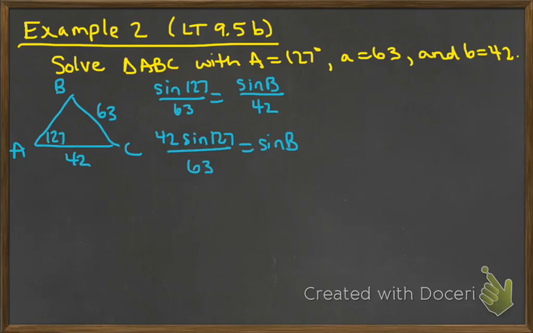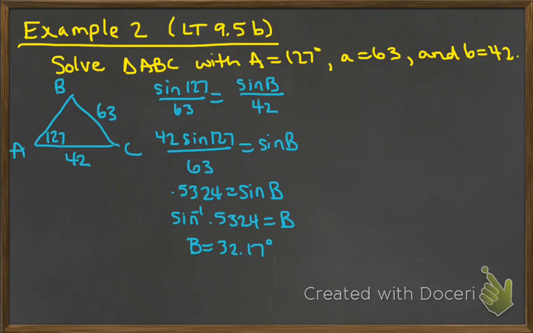So I'm going to go ahead and divide out the left side. Take the 42 times the sine of 127 degrees and divide it by 63. And when I do that in the calculator, I get the decimal 0.5324 equals the sine of B. And now remember back to when we solve for angles. To find what the angle is, I do the inverse sine. So the inverse sine of 0.5324 will be my B value. So in this case, B is equal to 32.17. So I know for sure that that's going to be my B value.